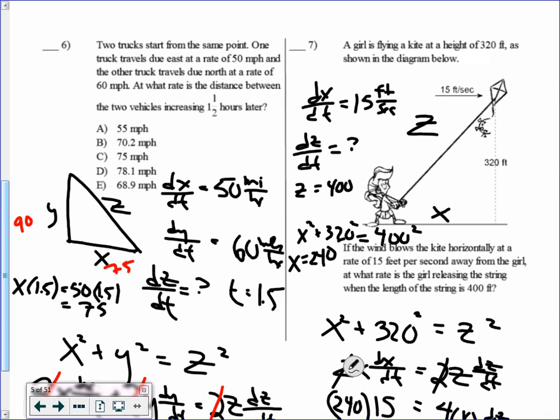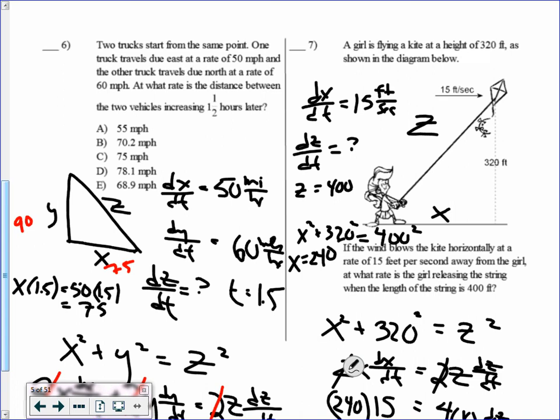So the one that's going east at 50 miles per hour, that's dx dt. Do you see that? And it's positive. And the one that's going north, that's 60 miles per hour. So dy dt is 60 miles per hour, also positive. At what rate is the distance between the two vehicles increasing? So what is dz dt?